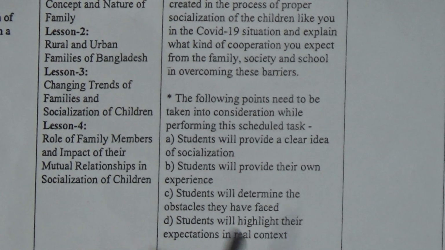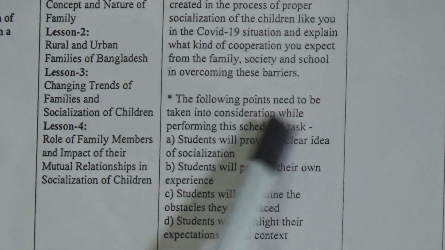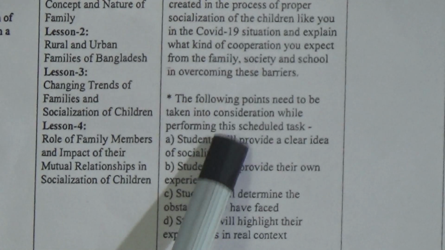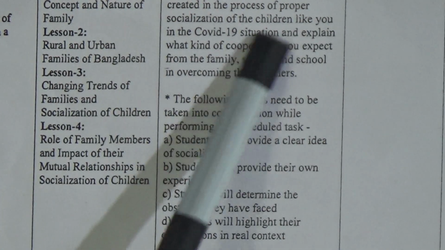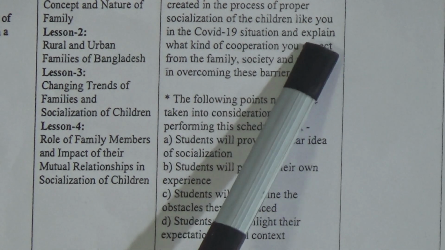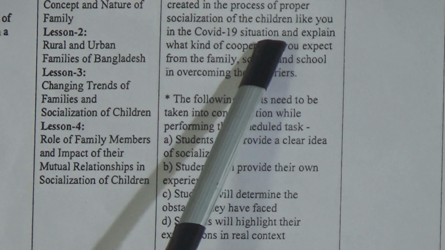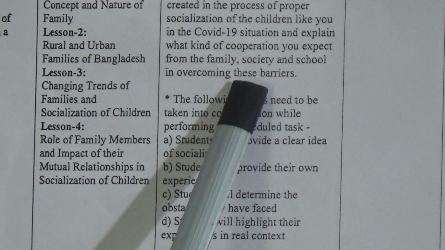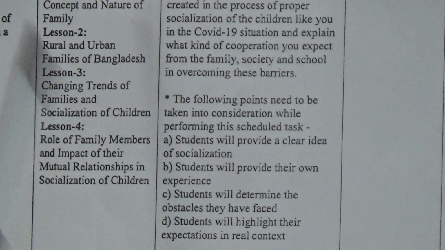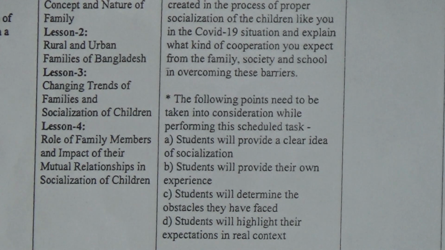So our assignment is based on this topic. That means identify the barriers that have been created. There are some barriers or obstacles that have been created in the process of proper socialization of the children like you in the COVID-19 situation. That means the proper socialization is hindered by the COVID-19 situation, and children suffer a lot for this. And explain what kind of cooperation you expect from the family, society and school in overcoming these barriers. That means there are some duties of families, society and school for overcoming these barriers.